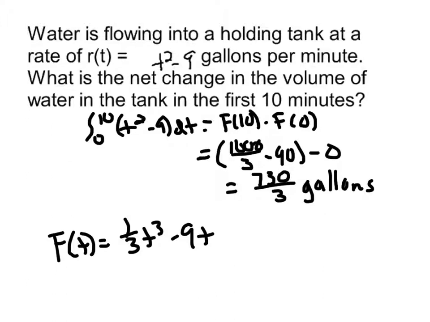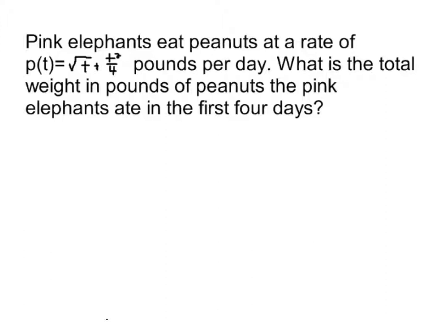Alright, so I set up the integral from 0 to 10 because those are my times. I integrate the rate. I use the fundamental theorem of calculus. I find the antiderivative, that's big F of t down here, and I get 730 over 3 gallons came into the tank. Now, the wording in this problem is a little bit ridiculous, but that's the whole point, to drive home that it doesn't matter what we're talking about. If you give me a rate, I can integrate it and find the total change.